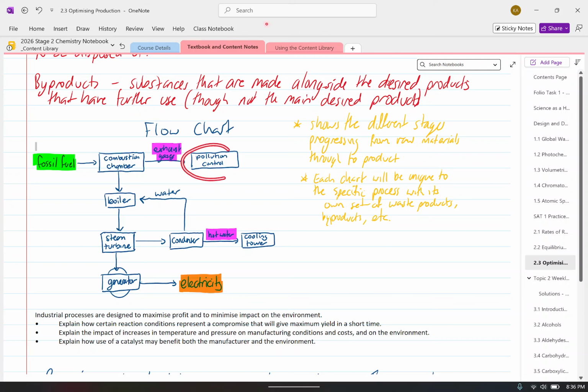Or in this case here, we put them into a separate stage that's pollution control, just to make sure we're not spitting it straight into the environment where it can cause harm. In a car, for example, this might be something like the catalytic converter to do some further reactions.